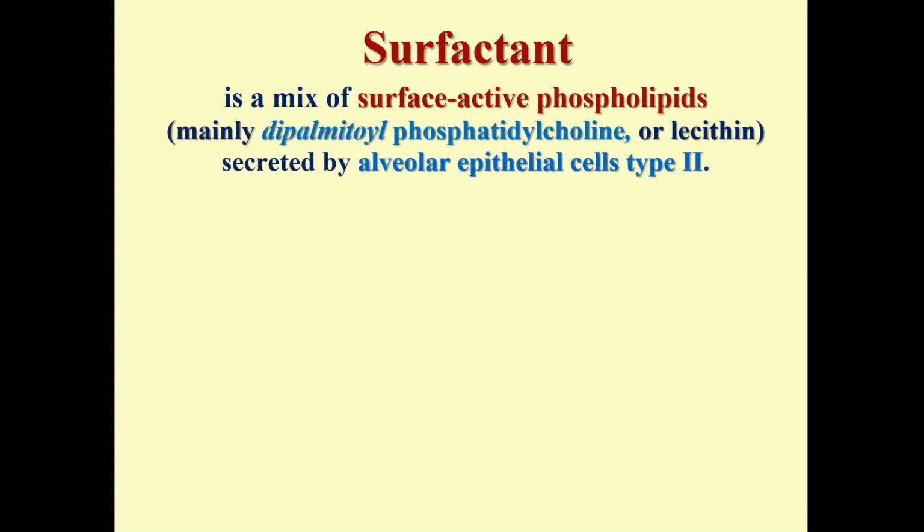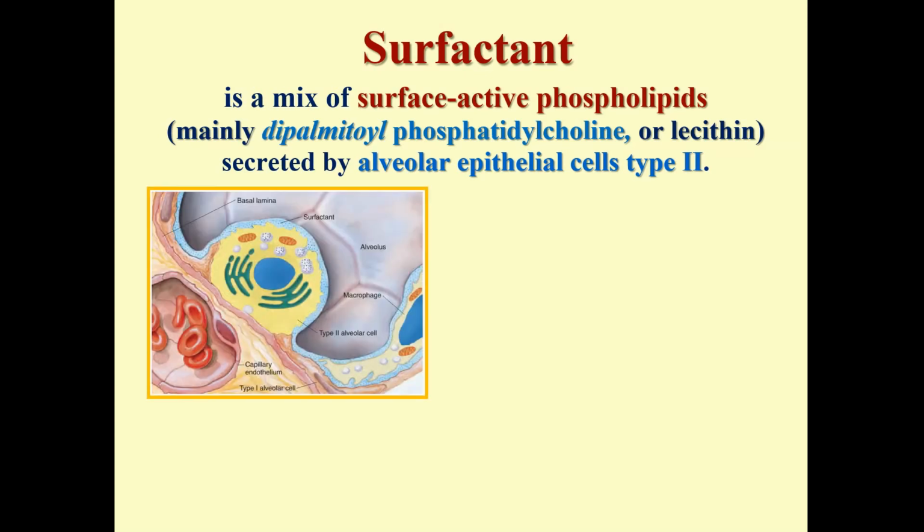You know it from anatomy, from histology. Surfactant is a mix of surface active phospholipids. They are produced by alveolar epithelial cells type 2, or pneumocytes type 2. And the main one among these phospholipids is, in short, you may simply say, lecithin. It's also known from bioorganic chemistry and from biochemistry generally. The full name is dipalmitoyl phosphatidylcholine, but lecithin is short and easy.